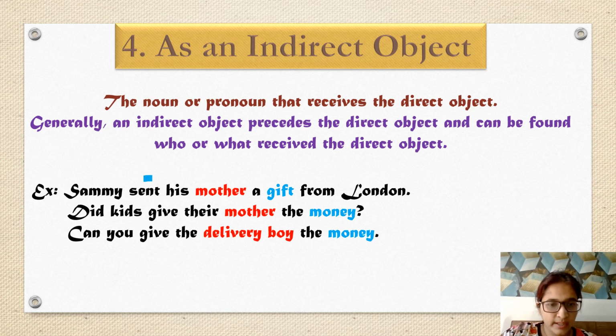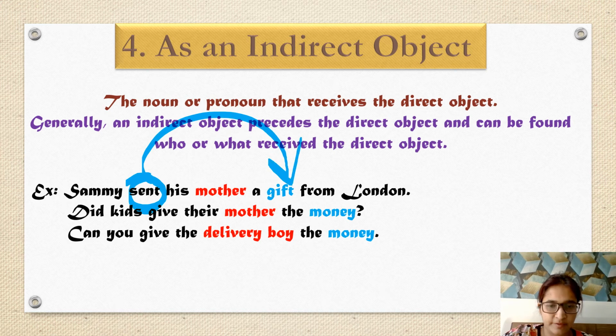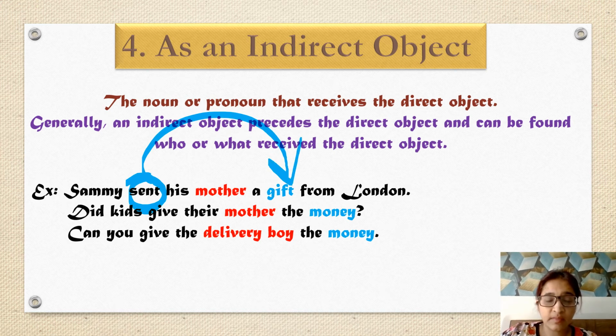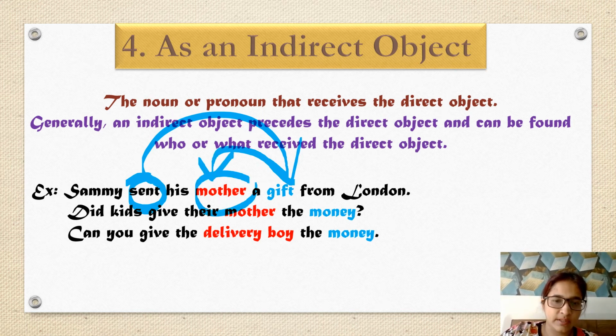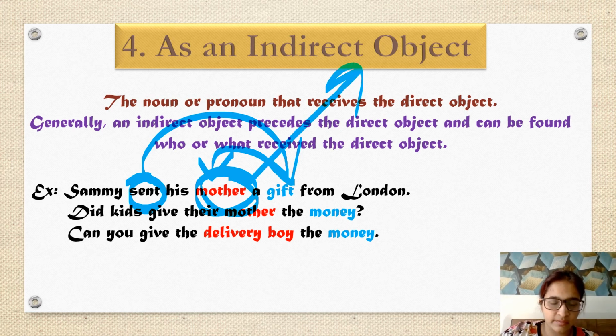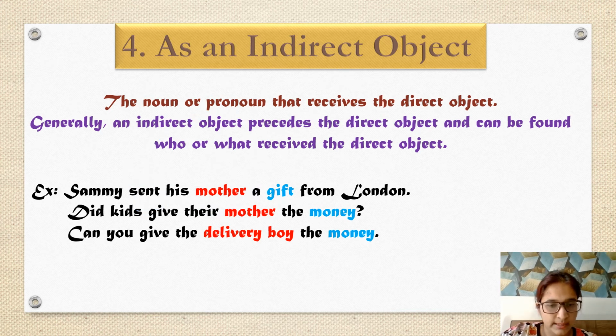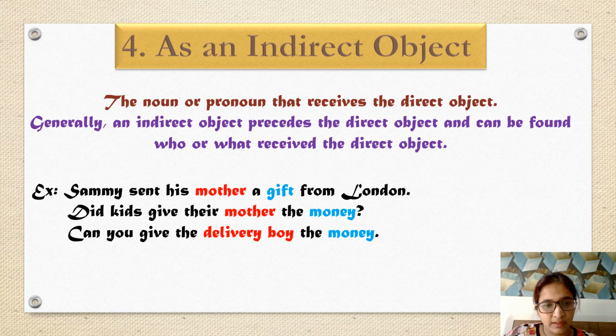So in this case, what did Sammy send? First the verb. What did Sammy send? He sent a gift. So gift becomes the direct object here, but he sent the gift to whom? To his mother. So mother becomes the indirect object here. So in all these sentences, the red ones indicate the indirect object and the blue ones indicate the direct object.